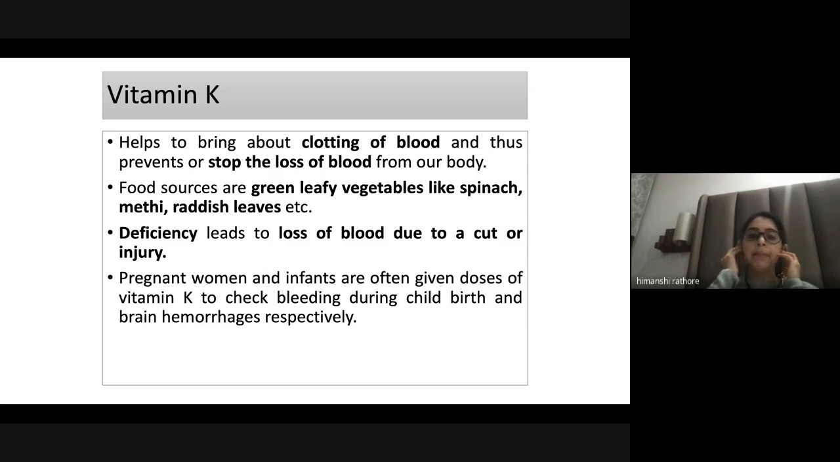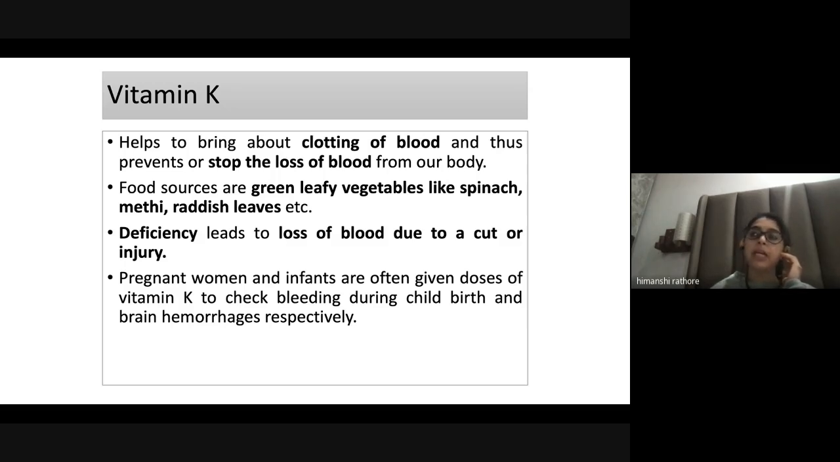hemorrhage, respectively. Because when a pregnant woman is giving birth to a child, there is blood loss. And if the pregnant lady is deficient in vitamin K, then the losses will be high, which is risky for her. She might die because the bleeding is increasing, and during childbirth maybe there will be a brain hemorrhage because of loss of blood. So it is very important, and doses, supplements, are given for vitamin K, so that a sufficient level of vitamin K can be maintained during that stage.